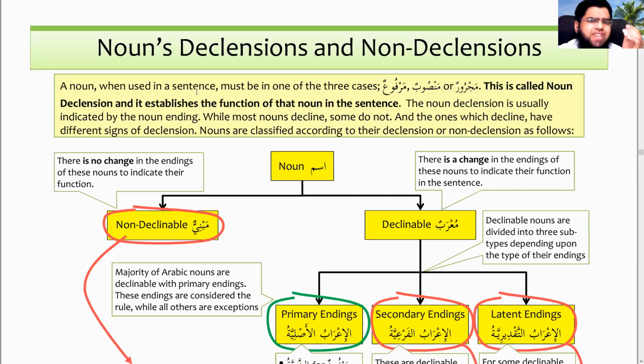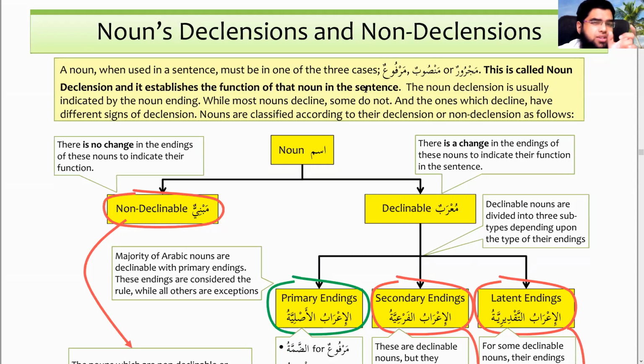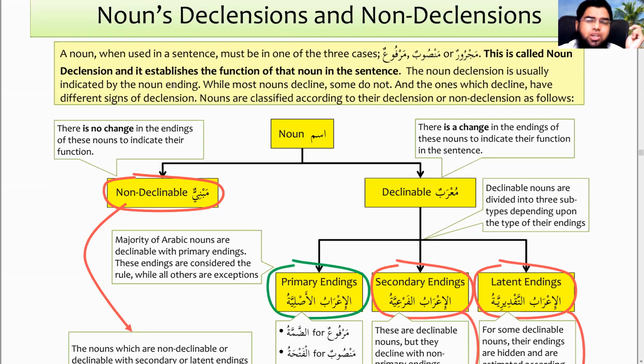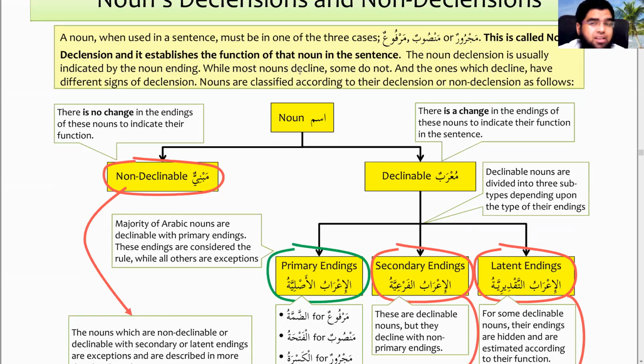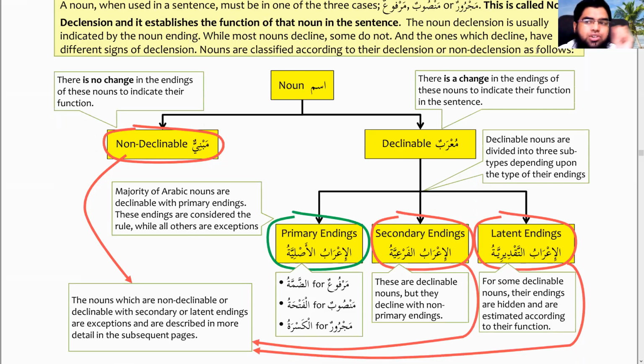A noun, when used in a sentence, must be in one of the 3 cases, right? It has to be in 3 cases: majrur, mansub, or marfu. This is called noun declension. It establishes the function of that noun in a sentence, because the endings determine your function in a sentence. The noun declension is usually indicated by the noun endings. Usually, we see the endings on khalas marfu, khalas mansub, khalas majrur. While most nouns decline, some do not. Non-decliners, they are not mu'arab. And the ones that decline have different signs of declension. And even if they decline, they have different signs. Right? Nouns are classified according to the declension, non-declension as follows.